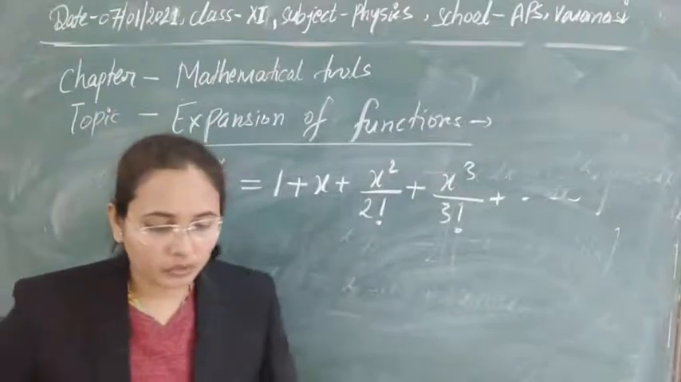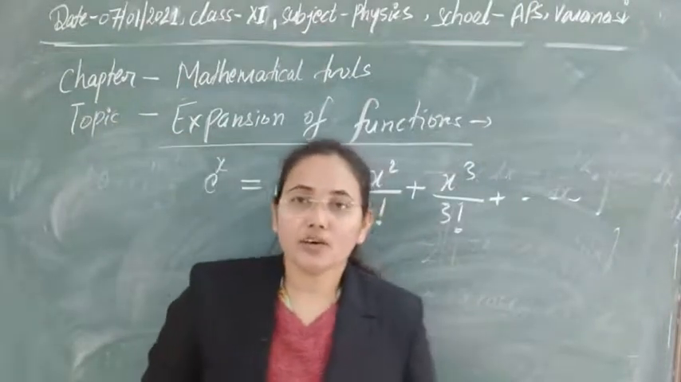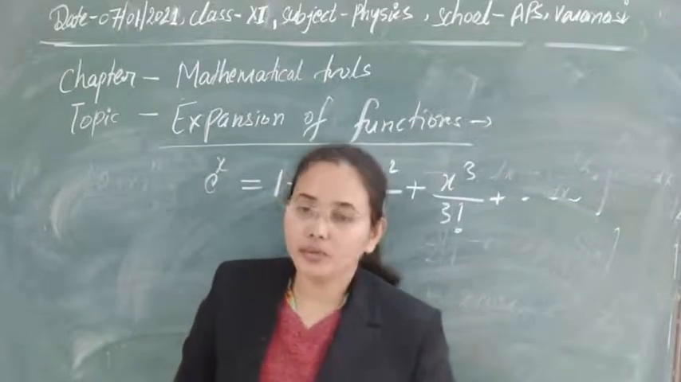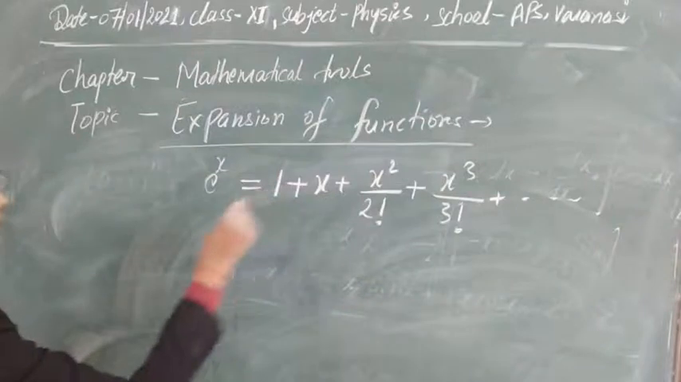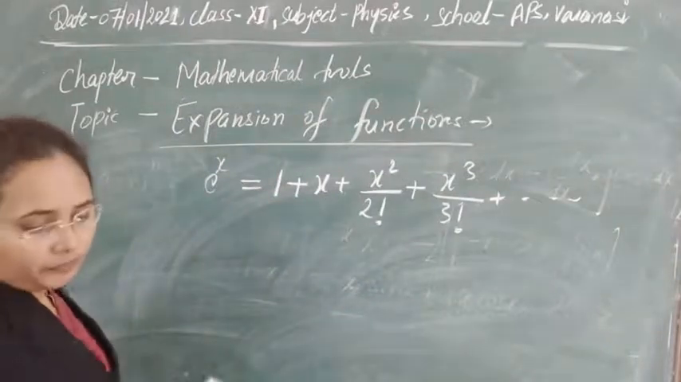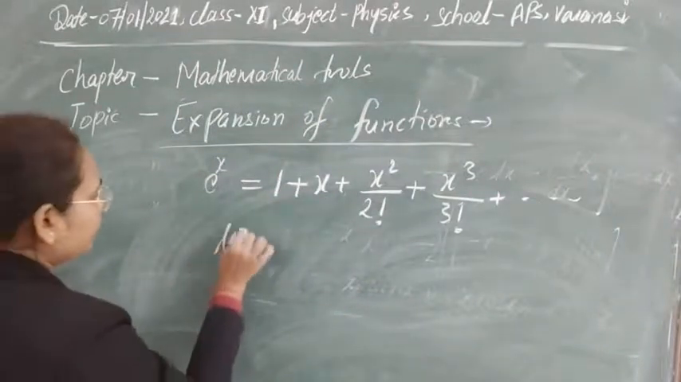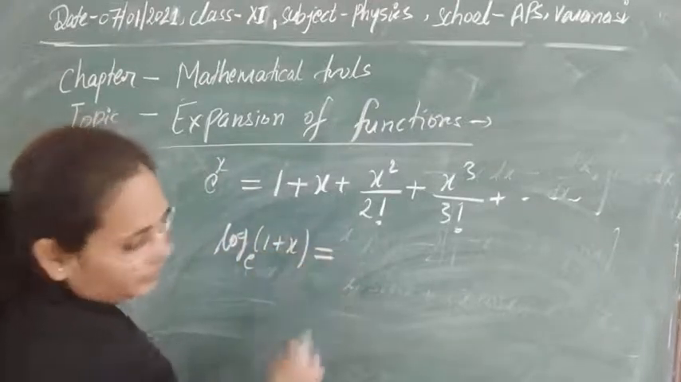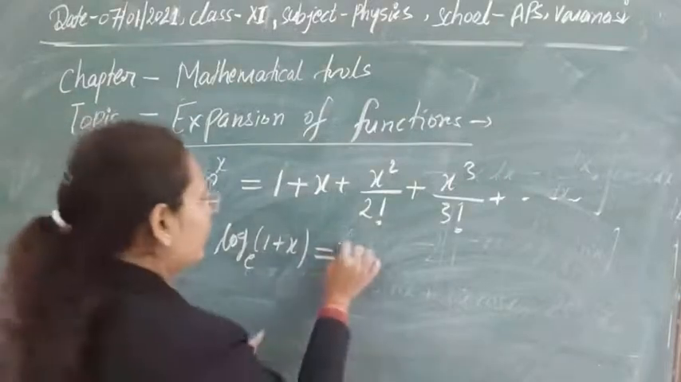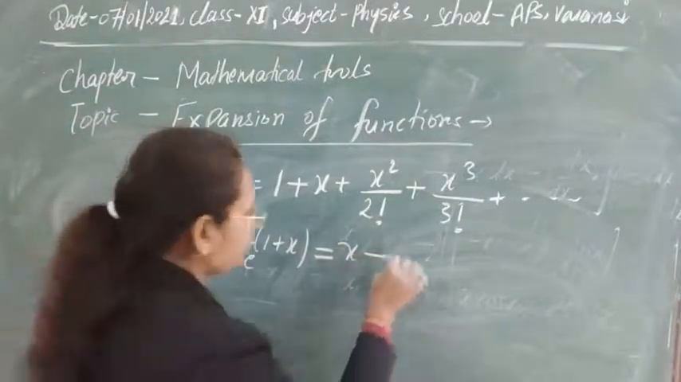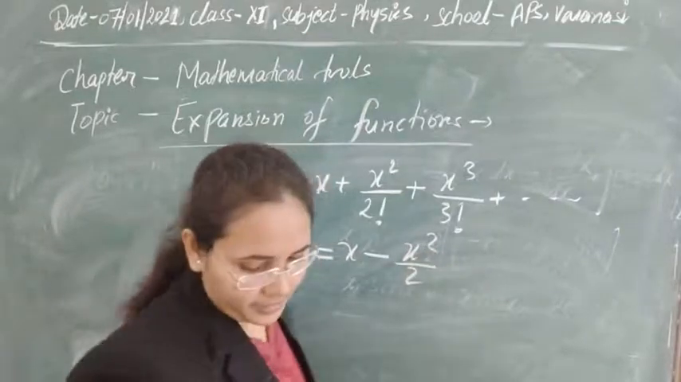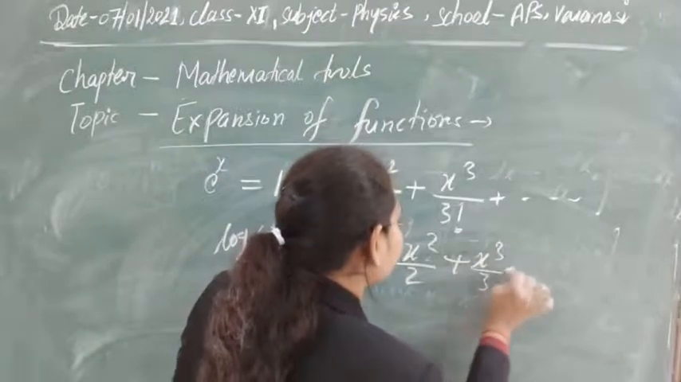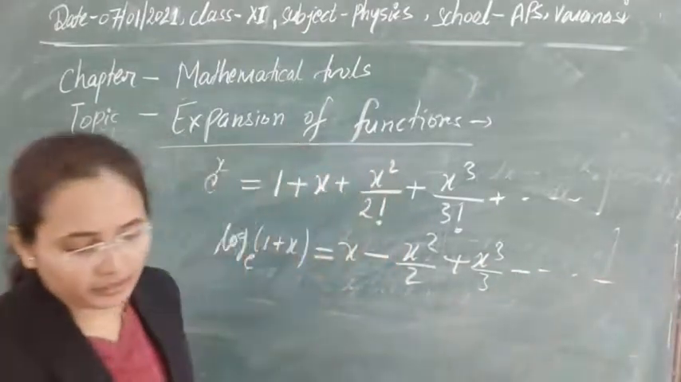Now again, how to expand log x? Exactly, we are not expanding log x. We have a formula for log 1 plus x. You can use that formula after that for log x by the substitution way. So the value of log base e of 1 plus x is equal to x minus x square by 2 plus x cube by 3 and so on, minus x power 4 by 4 and so on.